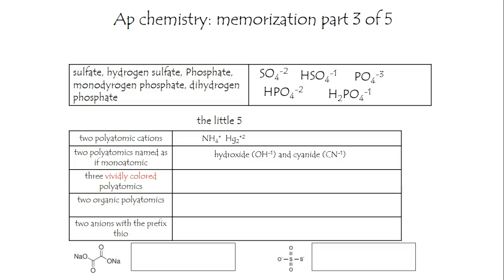Not sure if you really need to memorize these or not, but some vividly colored polyatomics that we do a lot in our labs are the permanganates, the chromates, and the dichromates. Permanganate is deep purple, and I have spilled it all over my body.